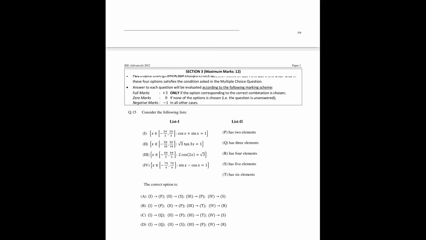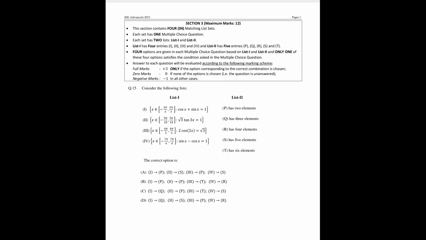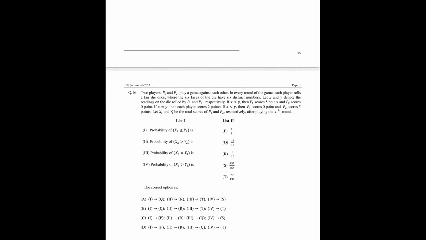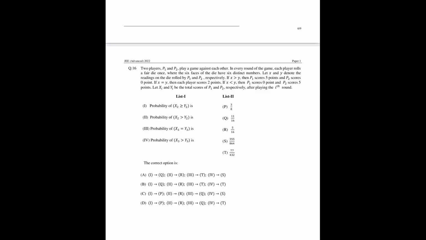Section 3 has matching list questions. So you have to choose the option that has the correct mapping. The marking scheme is you get full 3 marks if you choose the right option, otherwise you get negative marks if you choose the wrong option. Also, you get 3 hours to solve this question paper.